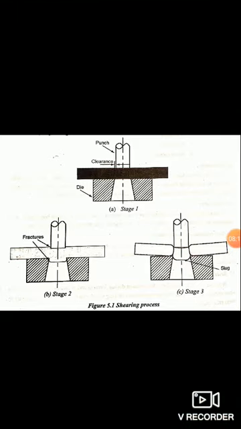Further descending of the punch completely removes the slug from the parent sheet metal. The slug is the metal portion that comes out from the workpiece.